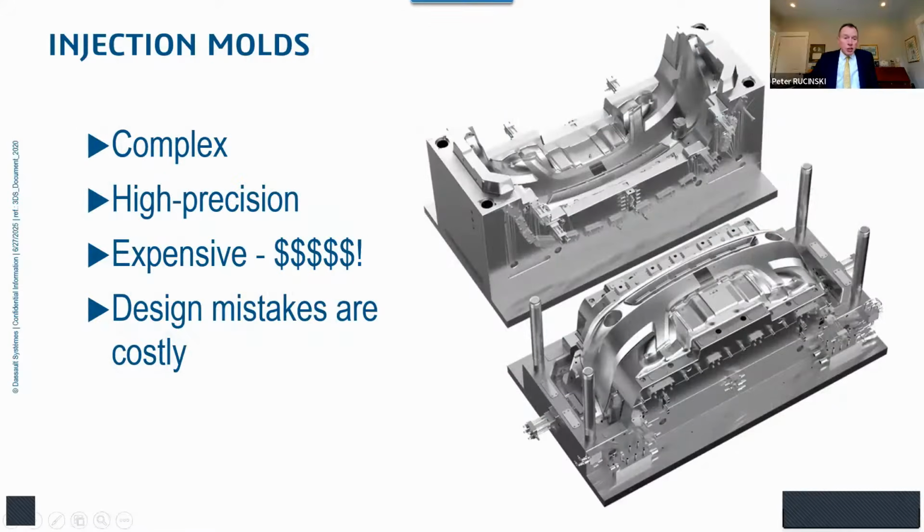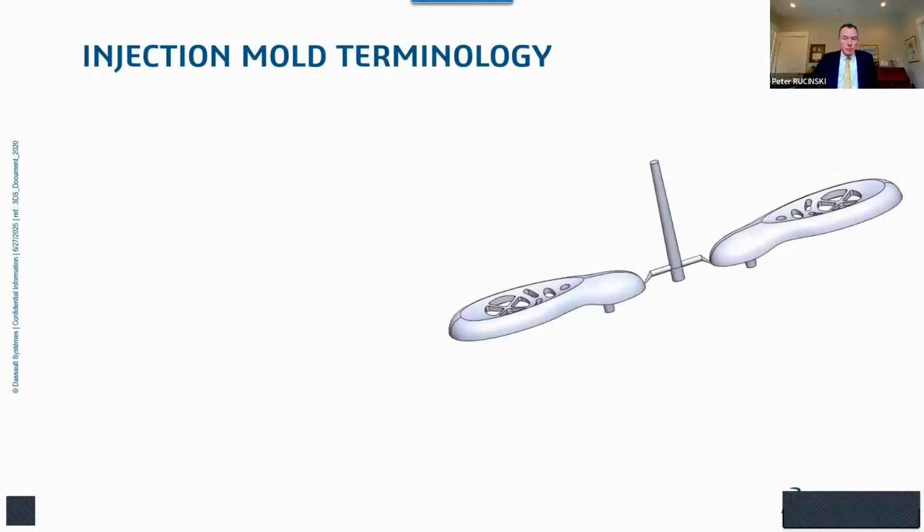Now, just a little bit about injection molds. These are high precision instruments. They can be extremely complex. They don't come cheap. They can cost tens of thousands to hundreds of thousands to over €1 million for just one mold. And you can imagine that the more expensive your mold, the more costly the design mistakes might become.